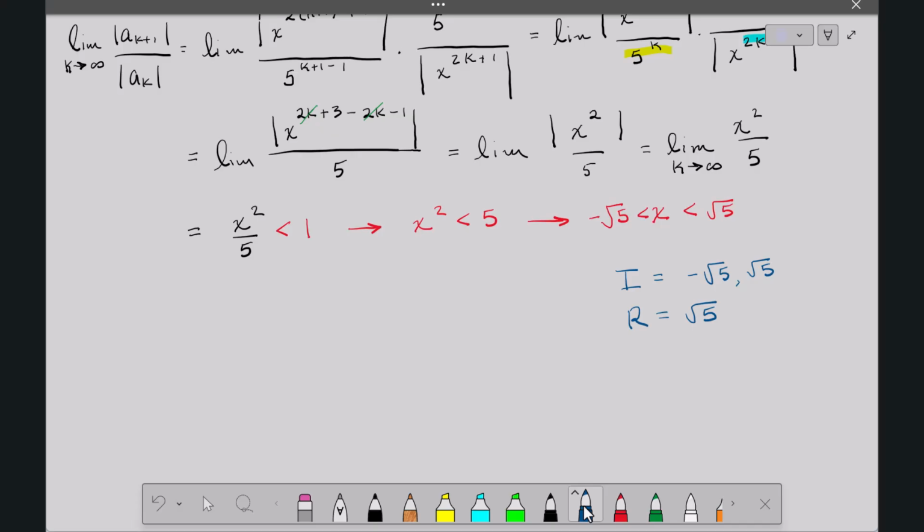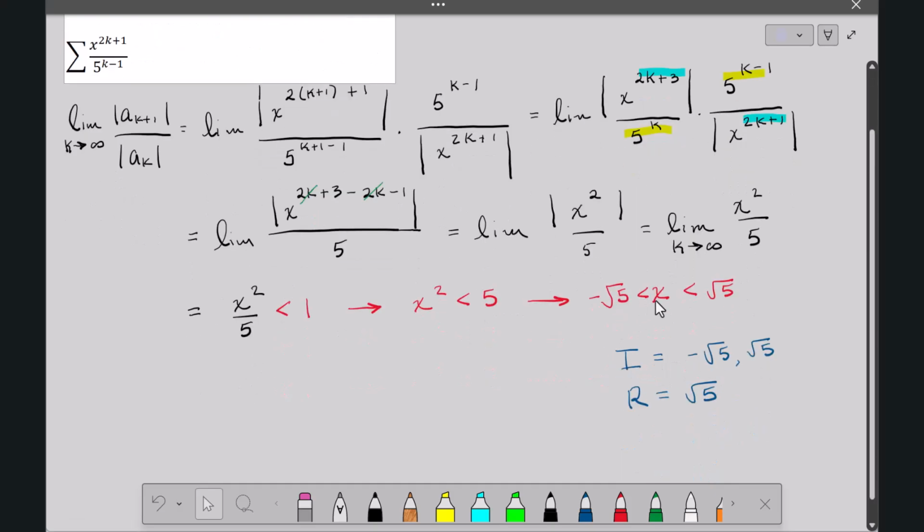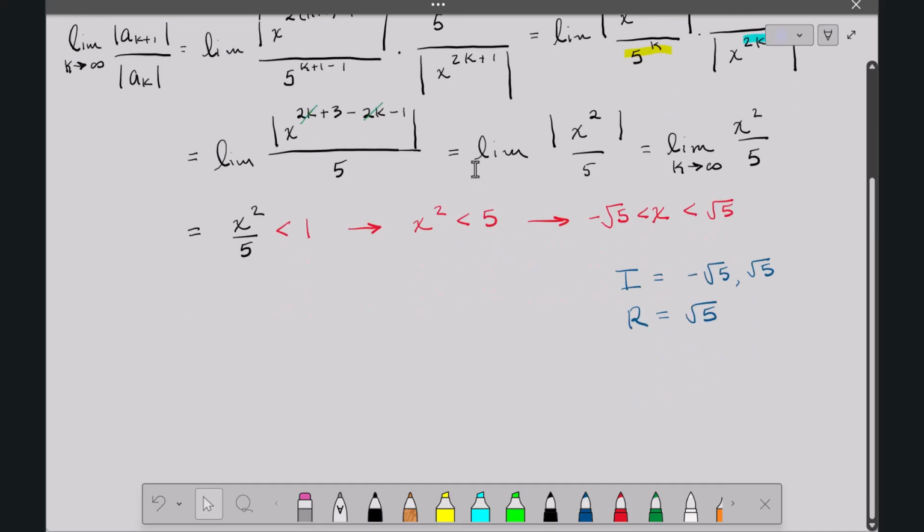Let me point out also that this power series has a center of 0. We don't have a displacement on x. We have just x, not x minus 5 or x plus 2 or something. So the center is 0, and that's reflected in the radius of convergence here. This is symmetric around x equals 0, and the radius of convergence is the distance from the center over to one of these endpoints. So the radius of convergence is root 5. The next stage of this is to figure out what happens at the endpoints.